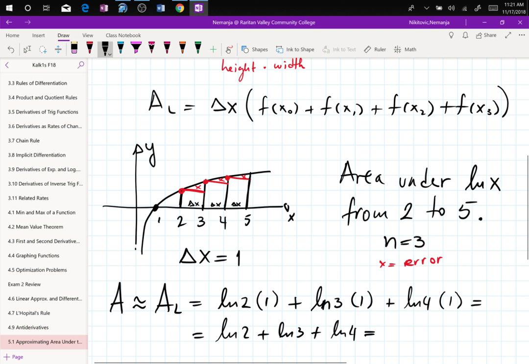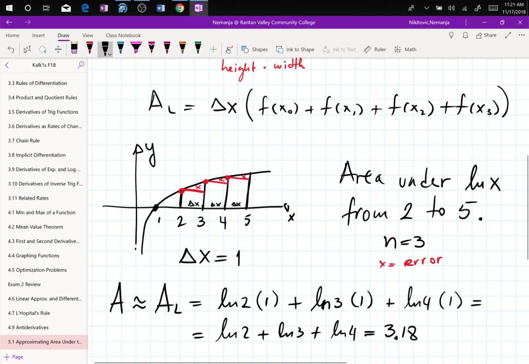So that's gonna be ln 2 plus ln 3 plus ln 4. ln 2 close parenthesis plus ln 3 close parenthesis plus ln 4 close parenthesis. 3.18. Now that's approximation. That's not exact. But it's, you know, the best we can do.